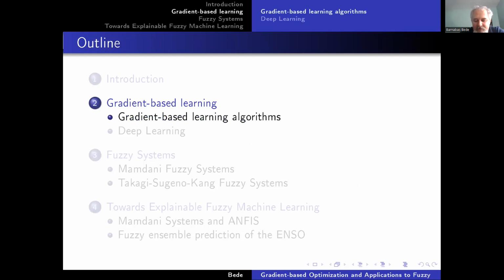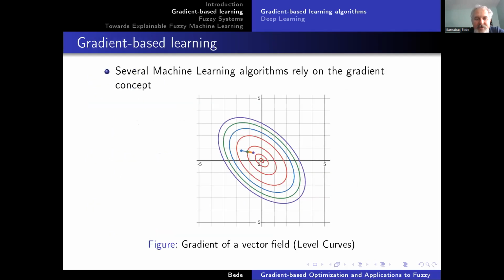First, let's take a look at gradient-based learning. So I'm not sure whether everybody took already Calc 2 and everything, vector calc, and I want to take a moment to remind you about how gradient descent learning works.